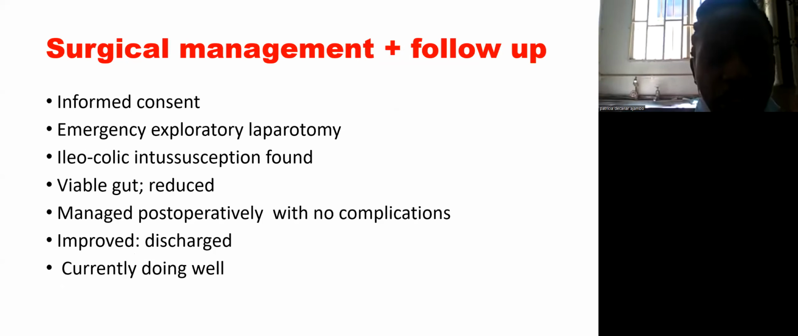So the surgical management: after the initial resuscitation over 1 hour and confirming the diagnosis and doing the supportive management, the child was handed over to the surgical team and taken to theater. We continued the further resuscitation from there and a further assessment. Informed consent was obtained by the surgical team, and an emergency exploratory laparotomy was done.